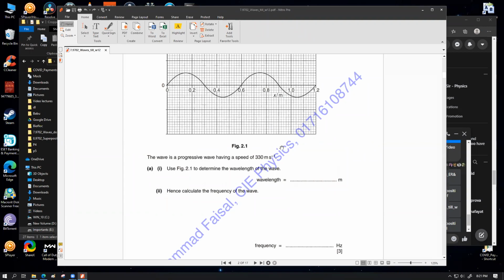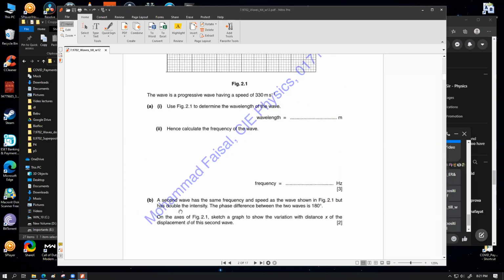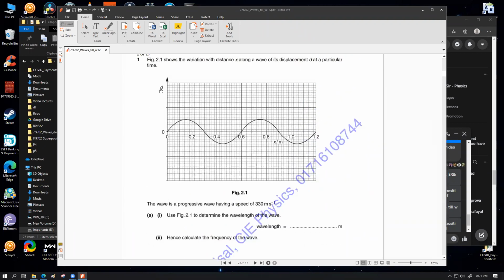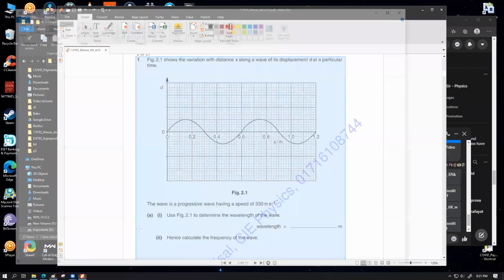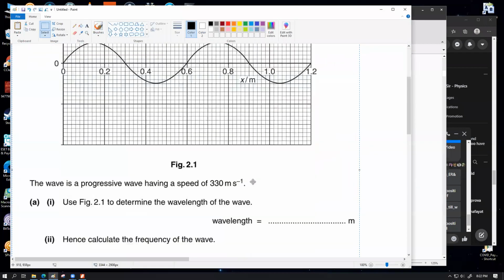That's point 1. Point 2 is that it says it has doubled the intensity, whereas on our graph we are plotting the displacement, and the maximum displacement over here can be referred to as the amplitude. So for the second wave we need to figure out how much the amplitude will be. It wouldn't be double, because intensity being double doesn't necessarily mean amplitude is double. So we have to find out how much the amplitude is going to be. So let's copy this up and let me show you how to attempt this.